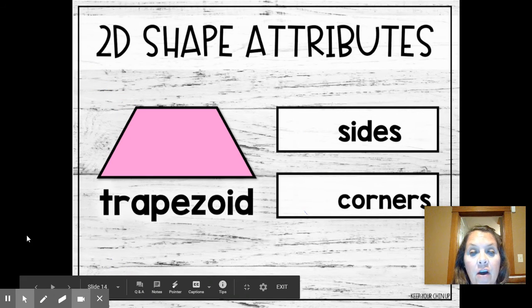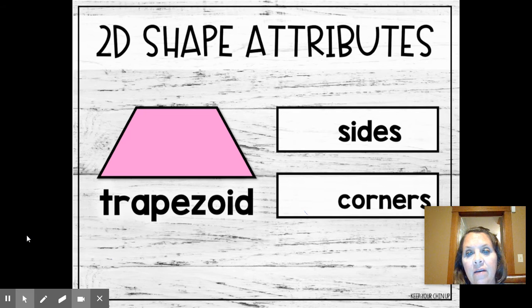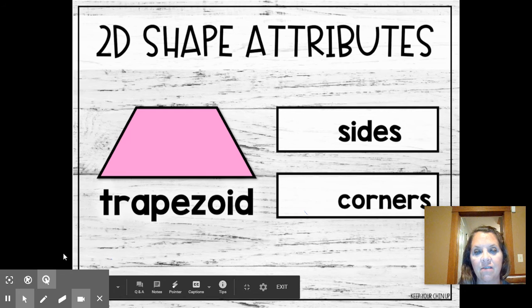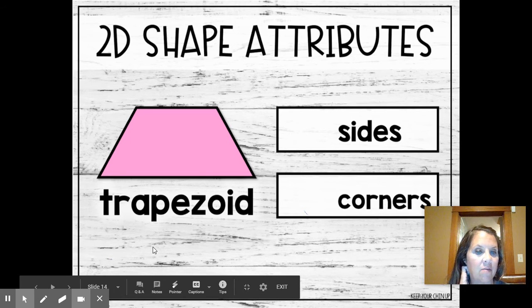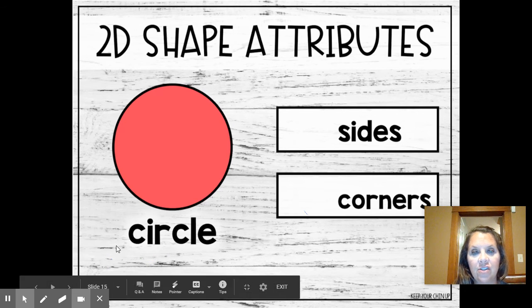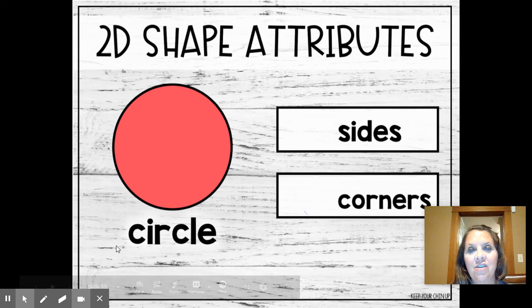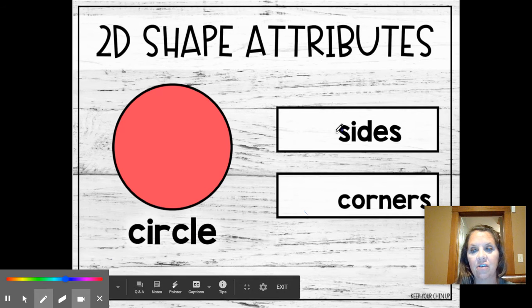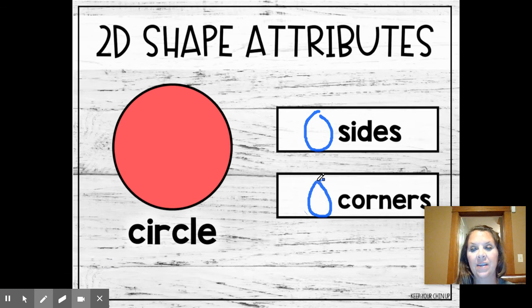And my favorite, the trapezoid. Show me on your fingers. How many sides does a trapezoid have? Very good. 4 sides and 4 corners. I'm not going to write that one down. And then we have our circle. I love this one. How many sides does a circle have? I'm going to pause. You are correct. A circle has 0 sides and 0 corners because sides have to be straight. Good.